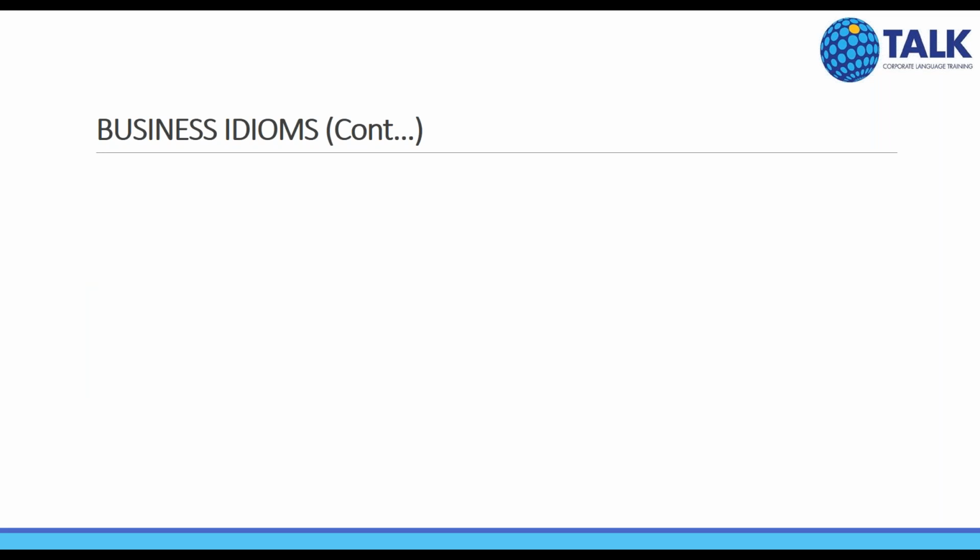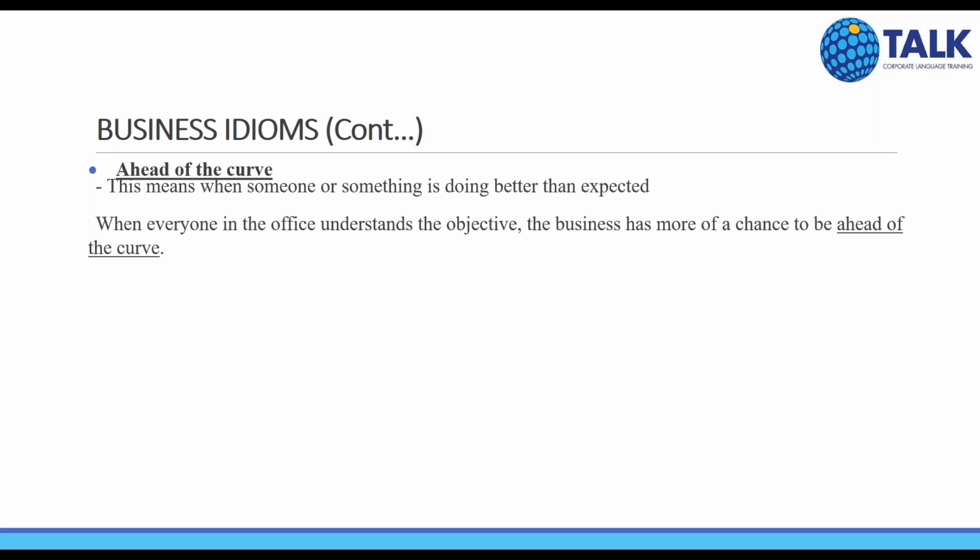All right, next. Ahead of the curve. This means when someone is doing something that is better than expected or something is happening that might be better than expected. So for example, when everyone in the office understands the objective, the business has more of a chance to be ahead of the curve. So you're staying ahead of potential market fluctuations or some sort of new inventions or entrepreneurial type ventures that are happening in the marketplace. You're staying ahead of the curve.